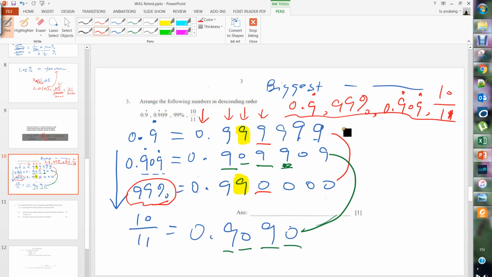Or the way to express this is, you can actually do it this way. Okay, so you put an inequality sign. Okay, next.